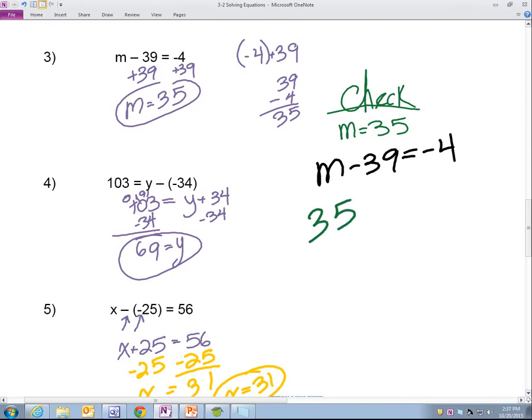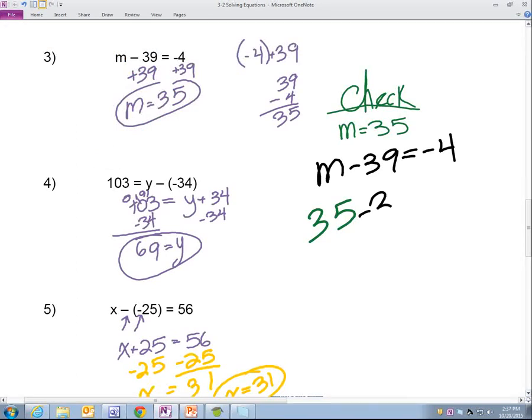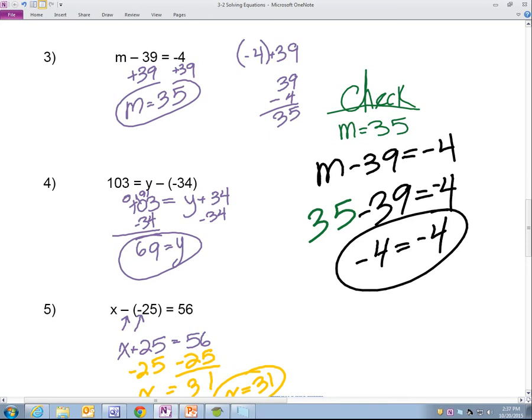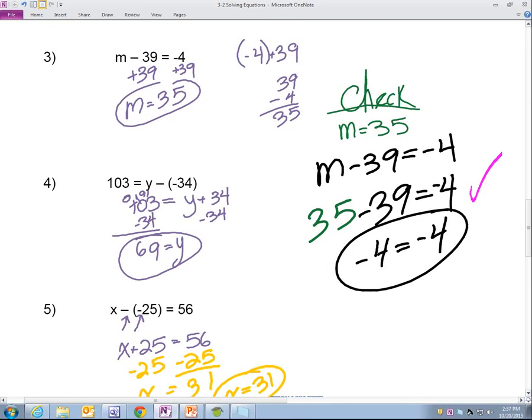35 minus 39 is equal to negative 4. 35 minus 39 is negative 4. And do you agree that negative 4 is equal to negative 4? Yes. That means we did it right. And I can put a check mark there.